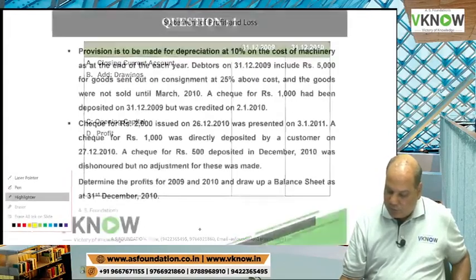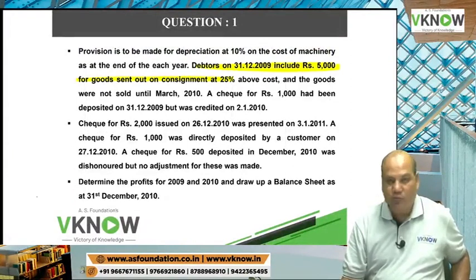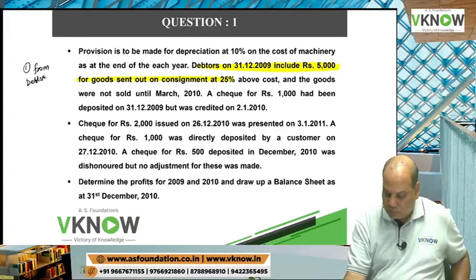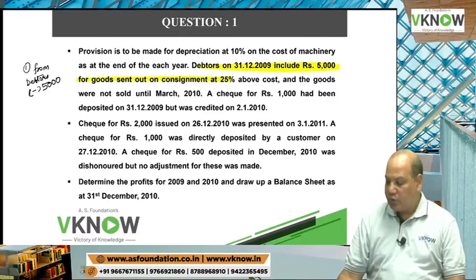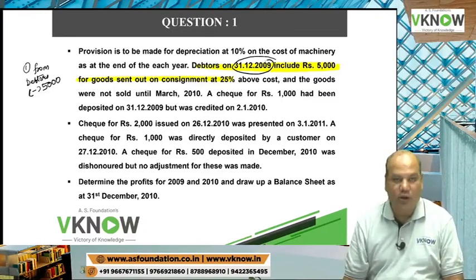Anybody who wants to reply, if this question comes in your exam, what will you do? So two adjustments I have to do. From debtors, you reduce 5,000. Goods lying with consignee is not debtor. So debtor 5,000 on 31st December 2009.